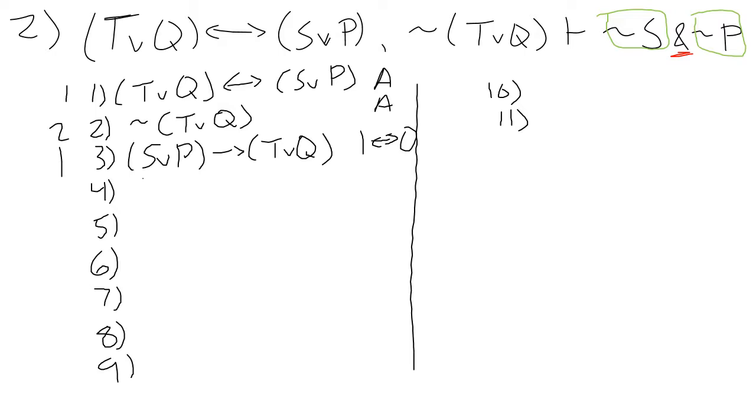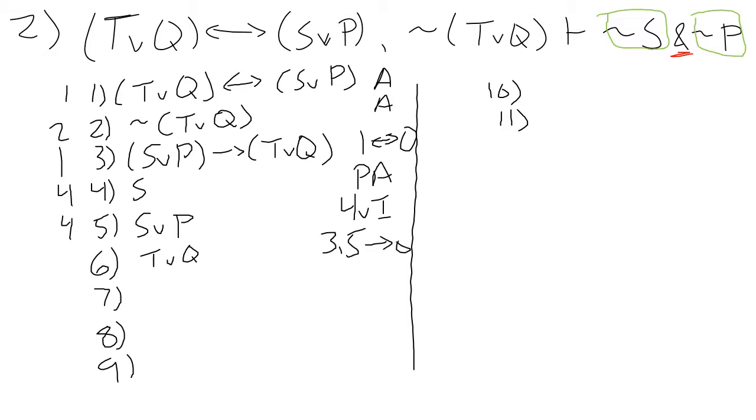Now I'll make my PA for S here at 4. Now we can see that I need to wedge in the P to get the antecedent that we see in 3. We'll toss that in there. We'll get T or Q. So that's going to be from 3 and 5, arrow out. 3 and 5 have 1 and 4.